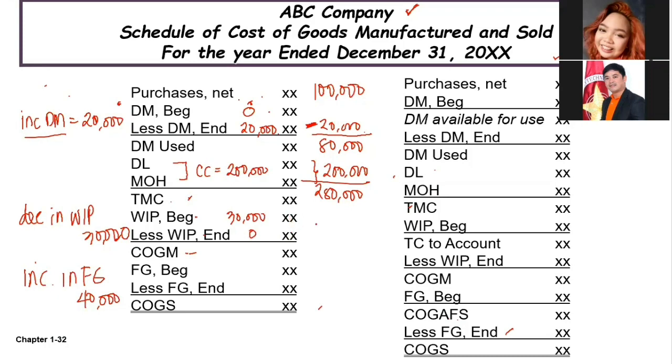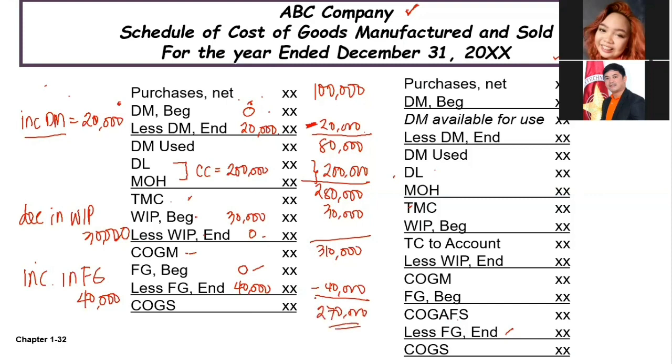So plus 30,000 minus 0, that would give you 310,000 cost of goods manufactured. Okay? Next, increase in finished goods of 40,000. In this case, 0 yung beginning, 40,000. Pero hindi ko po sinasabi na totoong 0 yung beginning or totoong 0 yung ending. I am just assigning pag nalilito pa ako mag-solve. So minus yung 40,000, so that would give you 270,000 na cost of goods sold.